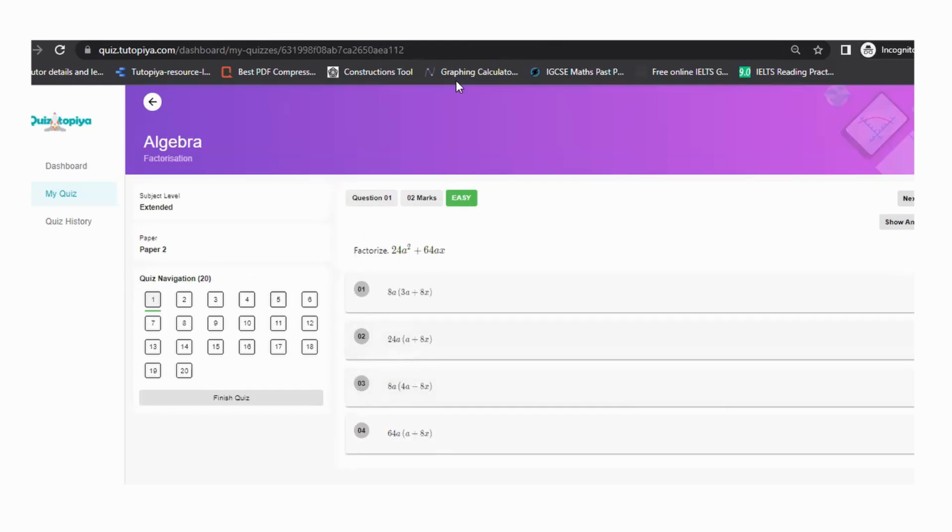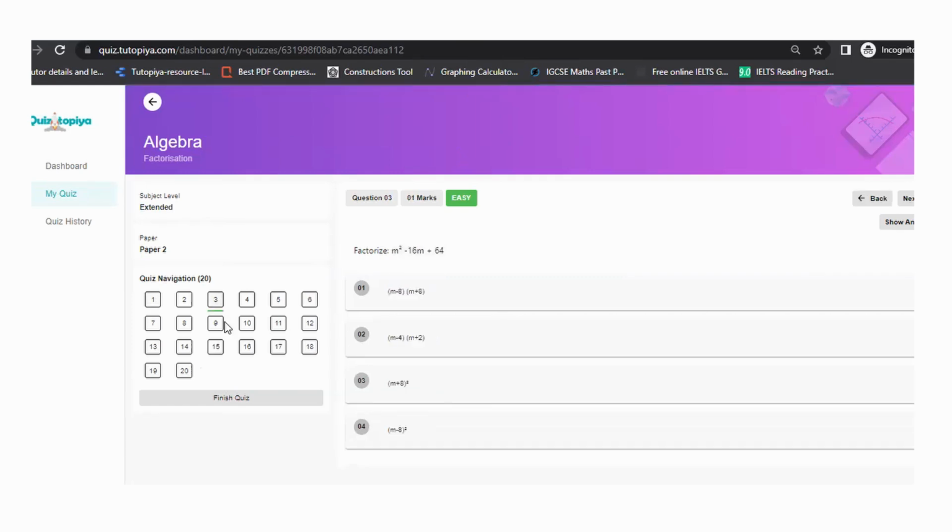So it's your choice. Who's the first person? Abdurrahman. Which question do you want to try? You can choose any number between 1 and 20. Abdurrahman, are you there? Any number? Okay, Abdurrahman wants to choose question number 3. Right? That's an easy question. See, question 3, 1 mark easy question.